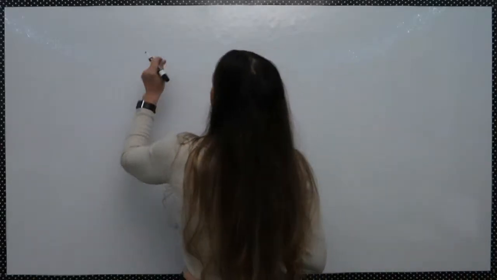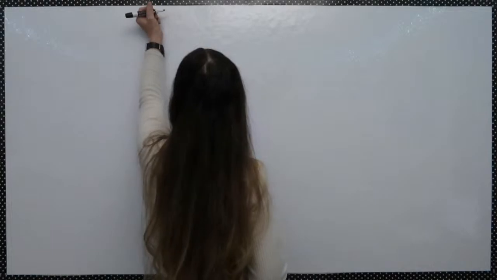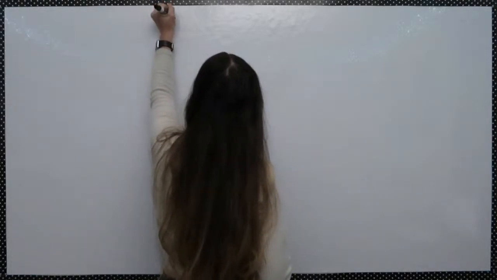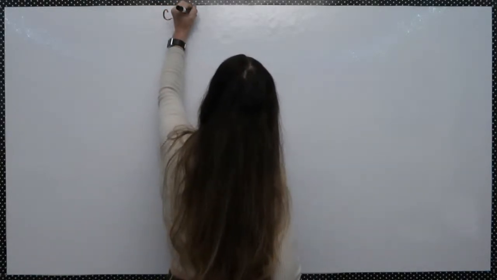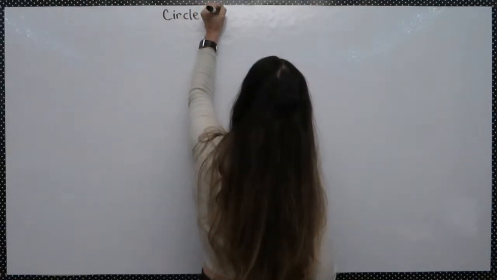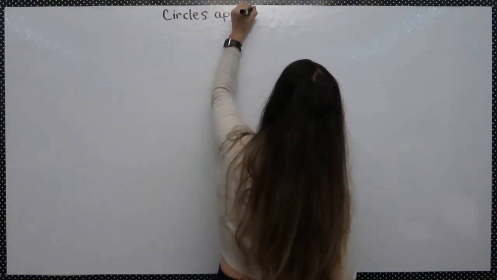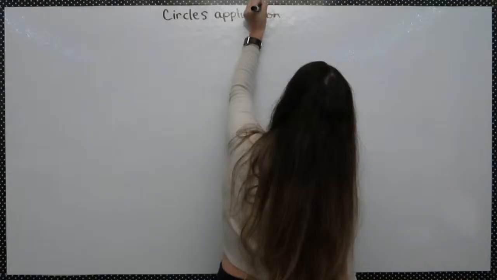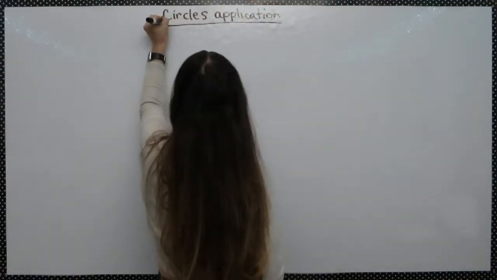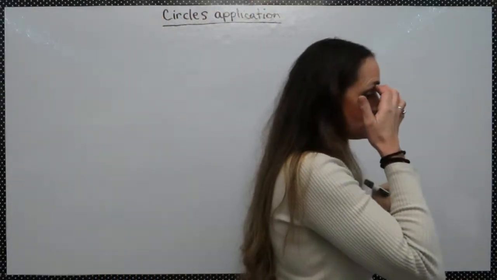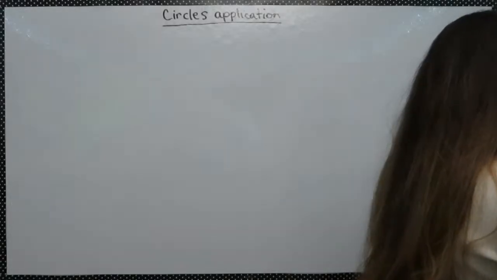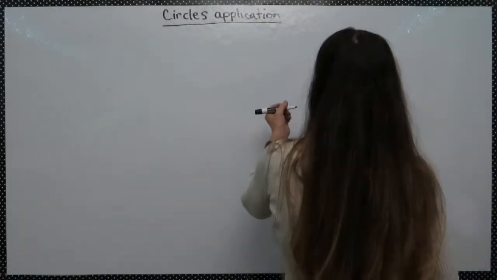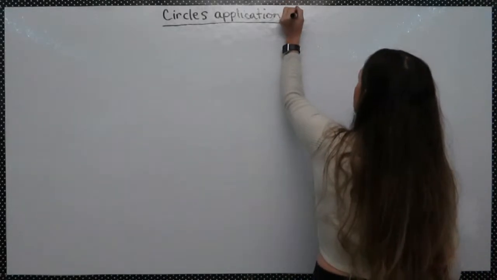So I'll go ahead and start. Let's go ahead and head it. This is an application for circles, so I'm going to label this circle application. And this is just one application. What this is called is triangulation. So we'll go ahead and put that in there, triangulation.